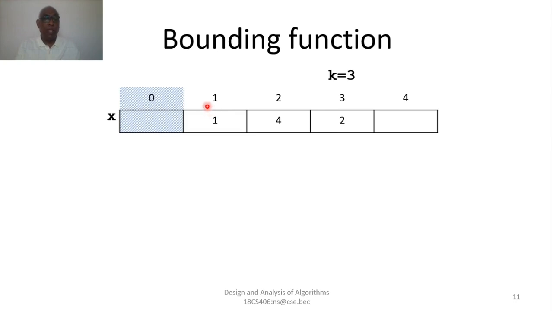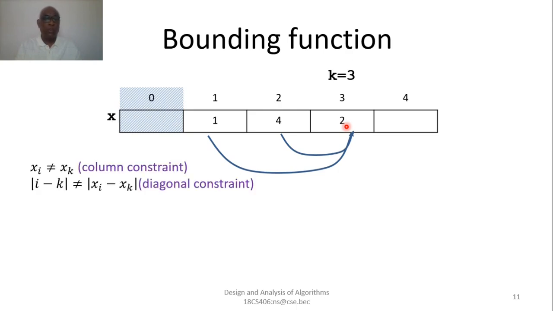So we see that we take the values from i equal to 1 to k minus 1 and find out whether x of i and x of k satisfy the column constraints and the diagonal constraints. So x1 and x3 are tested for column constraint and diagonal constraint. x2 and x3 are tested for column constraint and diagonal constraint. And of course, I would like to once again remind you that the column constraint says that xi should not be equal to xk, and the diagonal constraint says that the absolute difference of i and k should not be equal to the absolute difference of xi and xk.